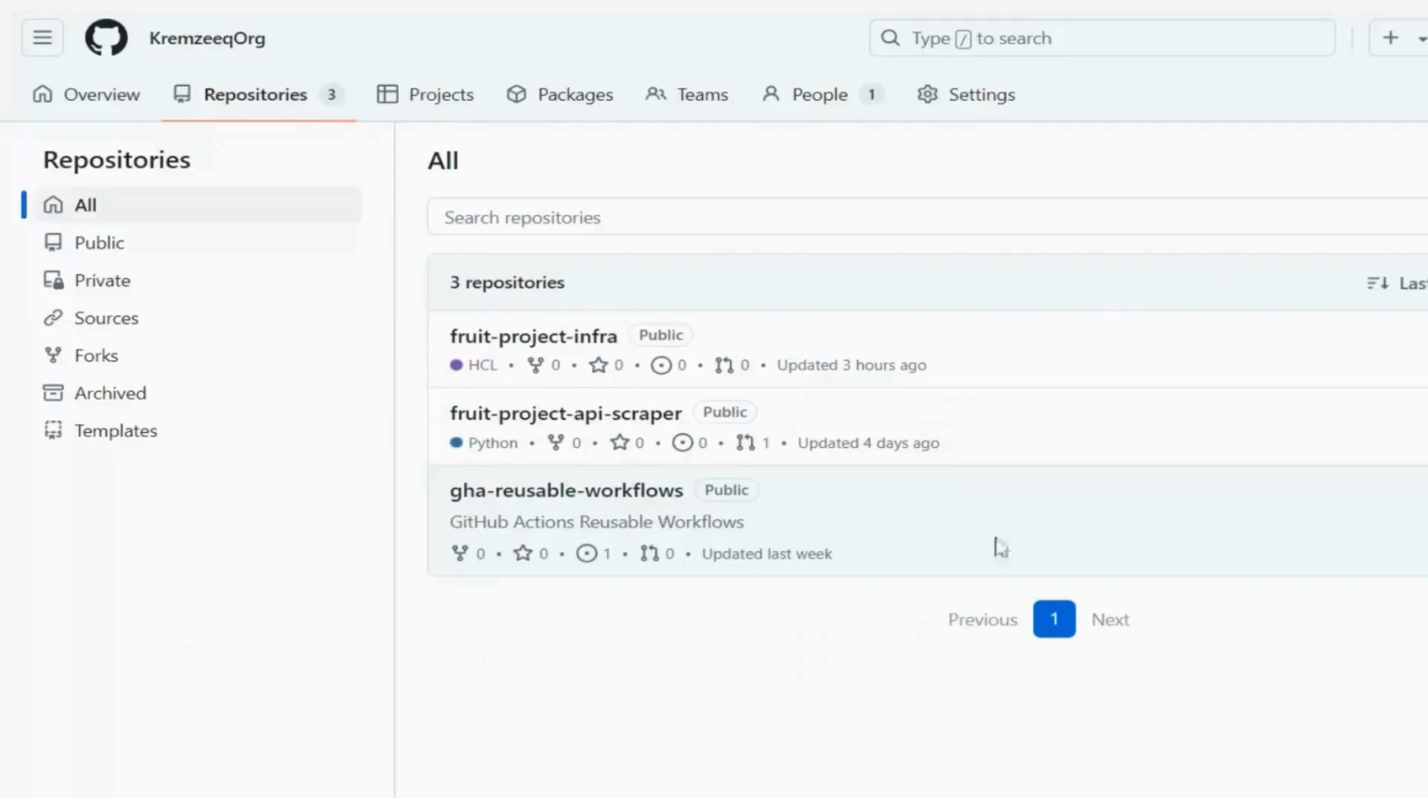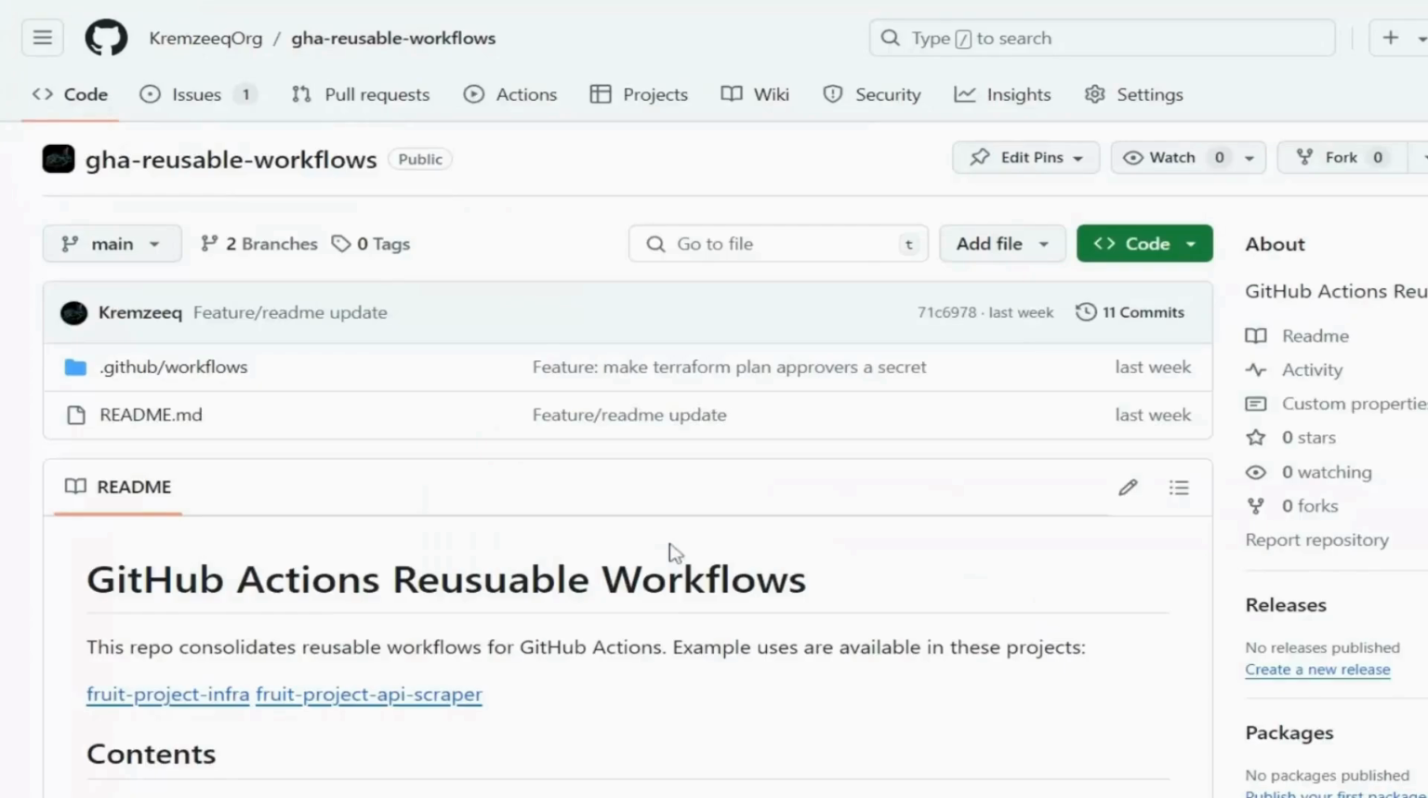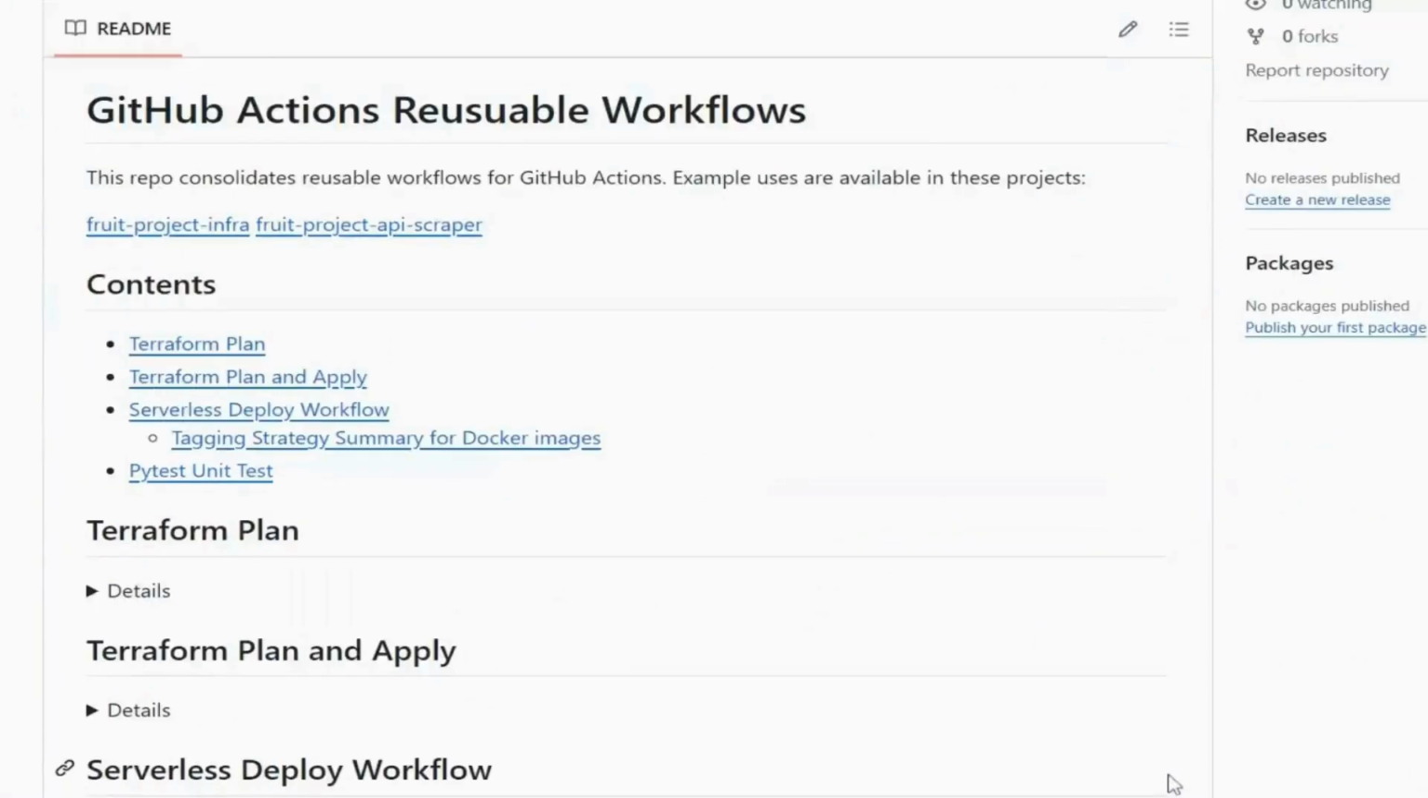Finally, let's look at GitHub Action reusable workflows. This provides a compilation of reusable workflows used for the Fruit project. However, please note they are flexible to be used by other projects. Usage would depend on your use case. Workflows thus far cover Terraform Plan and Apply, Serverless Deploy, and the PyTest unit test workflow.